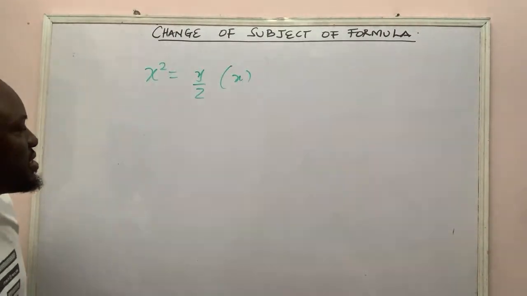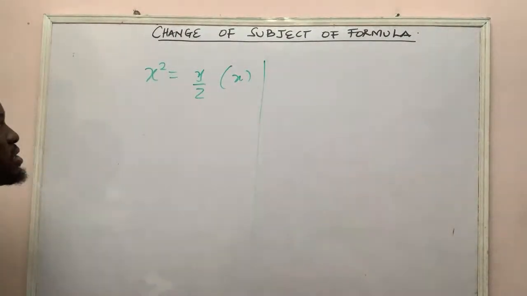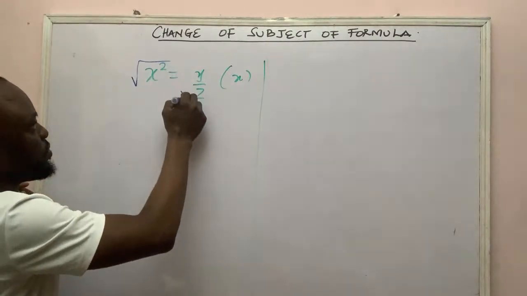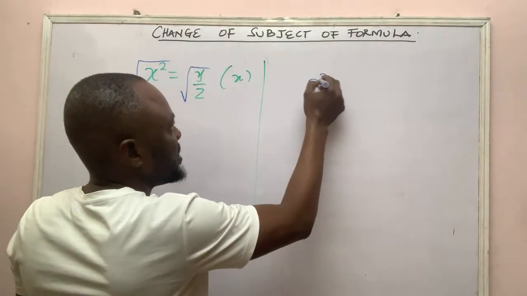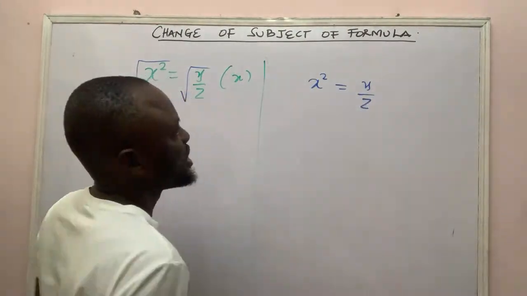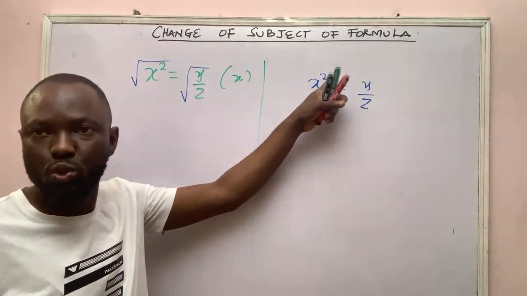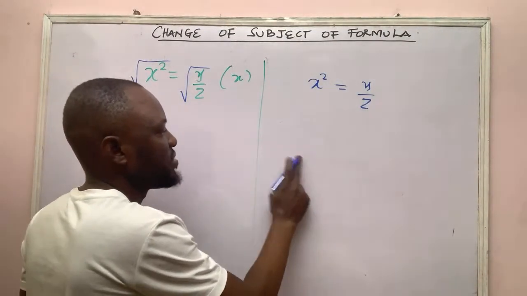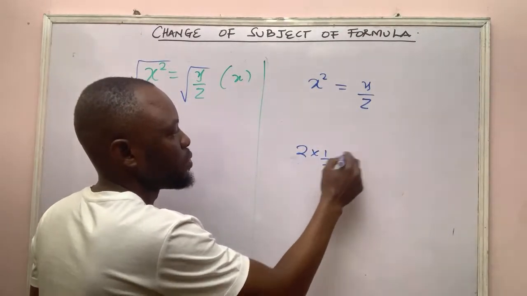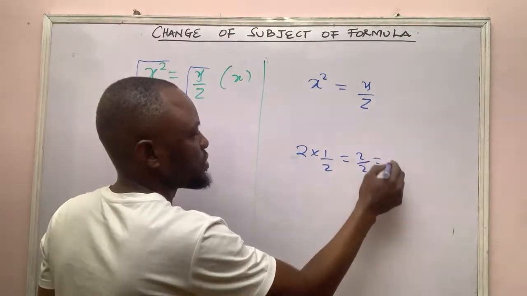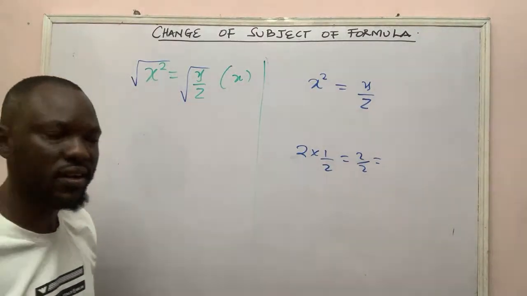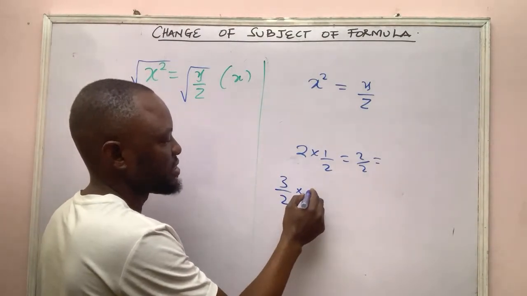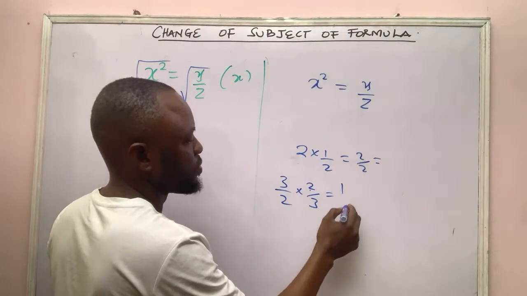So please remember that. Either I decide to find the square root of both sides, or alternatively, I can decide I want to get rid of the 2. If I have 2 and I want to make it 1, I'll multiply it by 1/2, which will be 2 over 2, which gives me 1. If I have 3/2 and I want to make it 1, I'll multiply it by the inverse, which is 2 over 3. It will give me 1 over 1, which is 1.